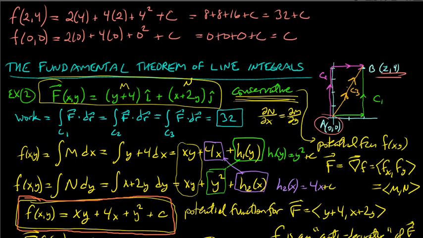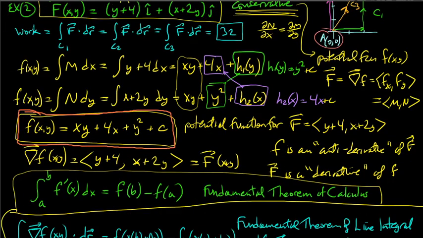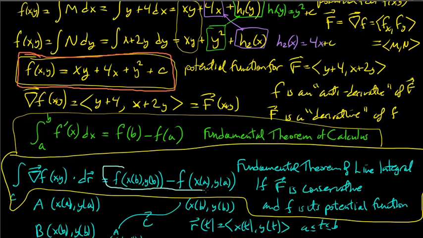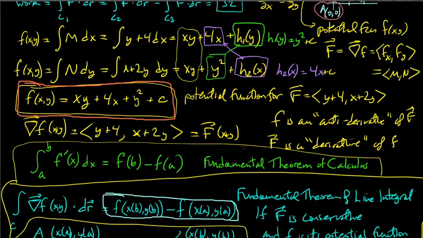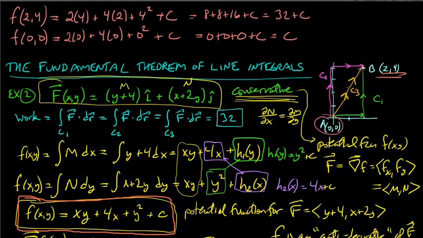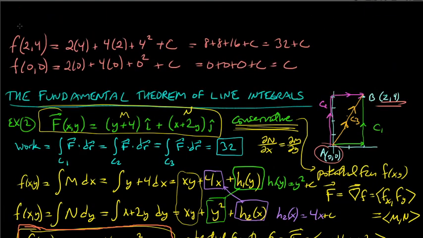Okay. Now, remember what the fundamental theorem of calculus says. You have to subtract the two numbers. Same thing with the fundamental theorem of line integrals, right? We have to subtract f of b minus f of a. So 32 plus c minus c is just 32.